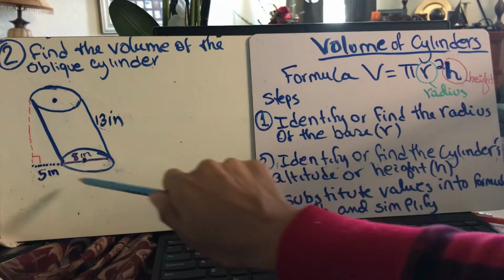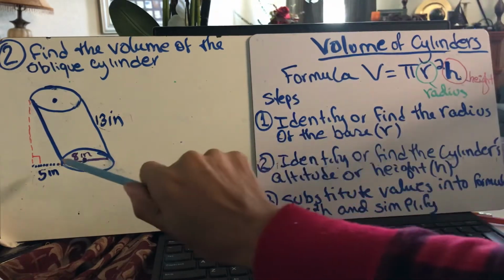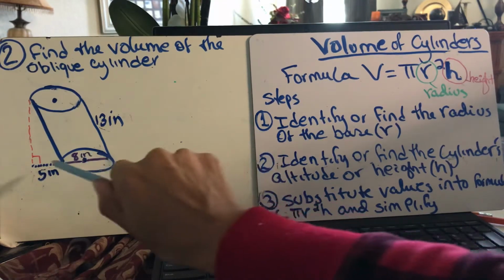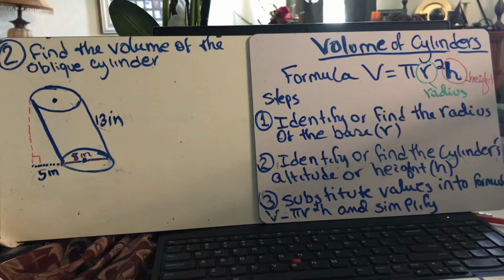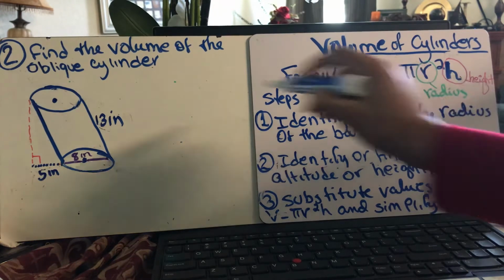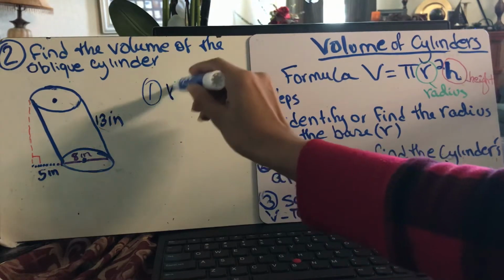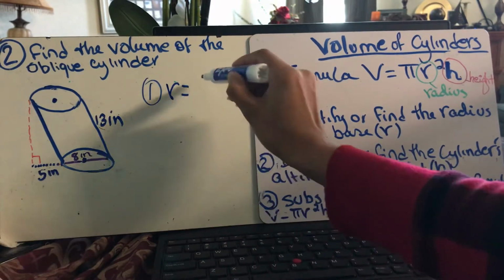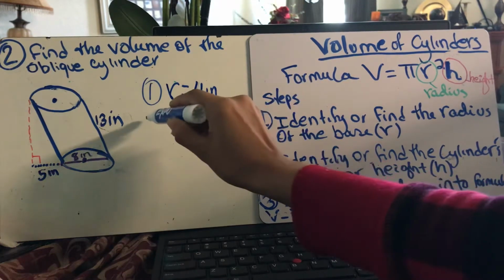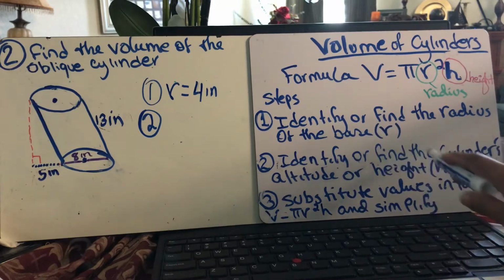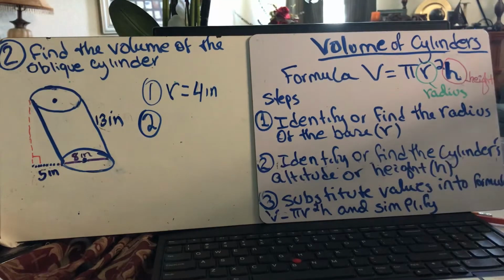When I look at one of the circles or bases on my cylinder, I can see that they gave me an 8 inches segment here, which is clearly the diameter. Make sure that whenever you're given the diameter, you don't confuse it with the radius. So I automatically know that the radius is half of my diameter, which in this case is 4. Easy. The second step says to identify or find the cylinder's altitude, or the height.